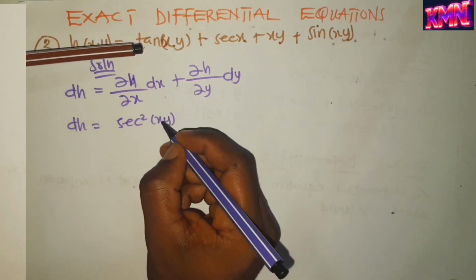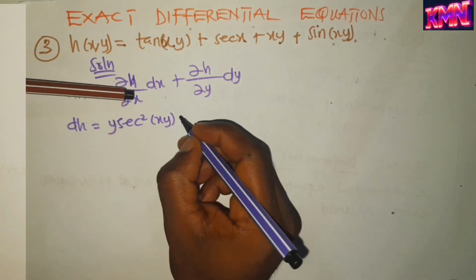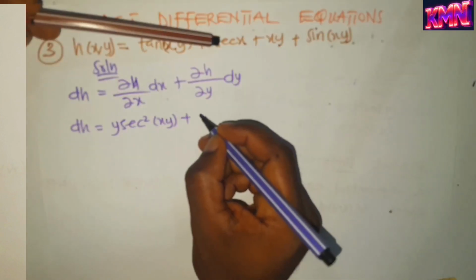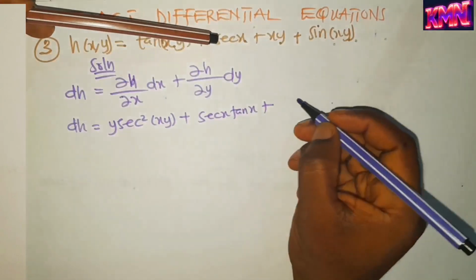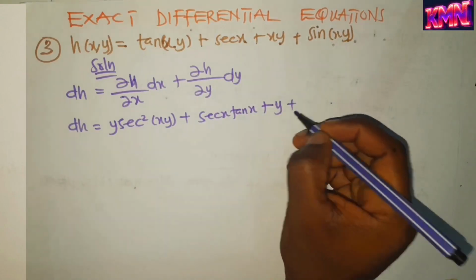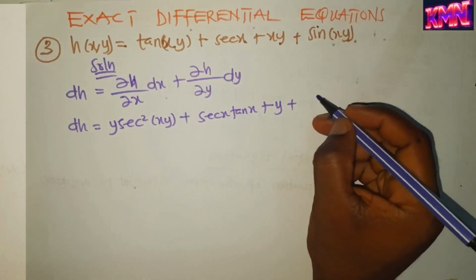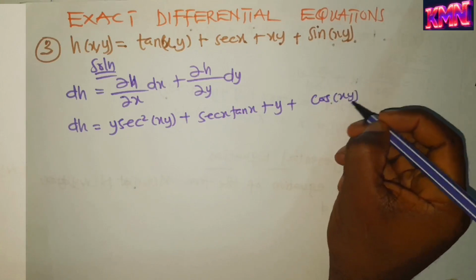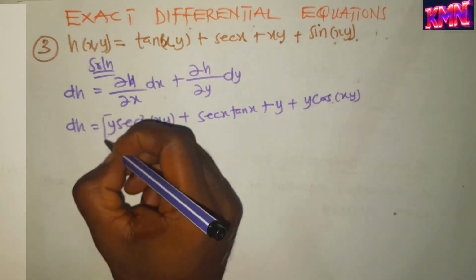Differentiating the function within it with respect to x, we are going to get y plus the differential of sec x, and that is sec x tan x, plus the differential of xy, and that gives us y plus the differential of sine xy, and that gives us cosine of xy, then the differential of this will give us what? y.